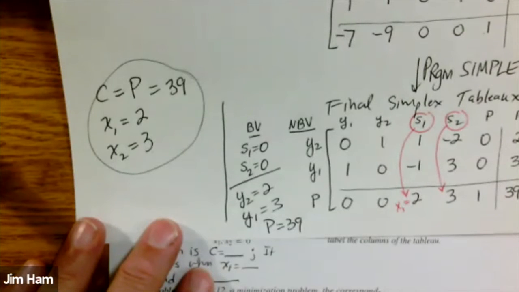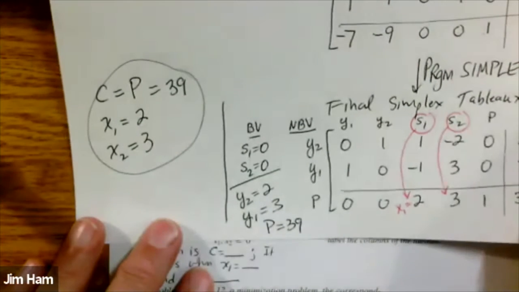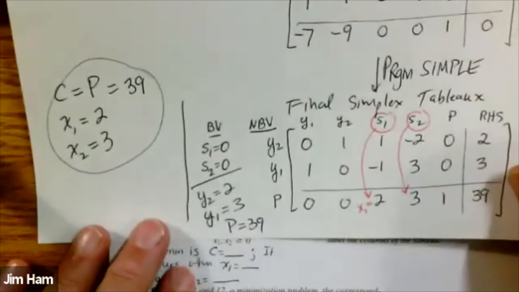The minimum is 39, and it occurs when x1 is equal to 2 and x2 is equal to 3. So this is the whole process. This is the whole problem.